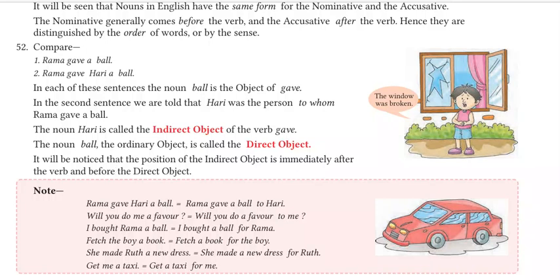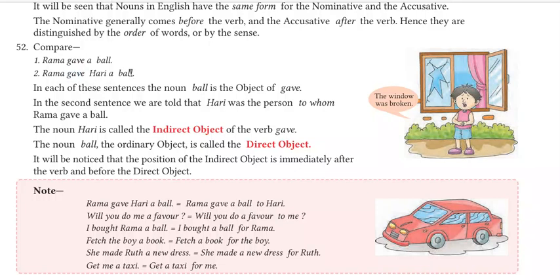For example, Rama gave a ball. So a ball is what? Here it is the direct object. Rama gave Hari a ball. There are two objects here. We need to see which one is the indirect and which one is the direct object. Which one is receiving the action of gave? Rama gave what? A ball. So it means that the ball is receiving the action of the verb, and the verb is gave.